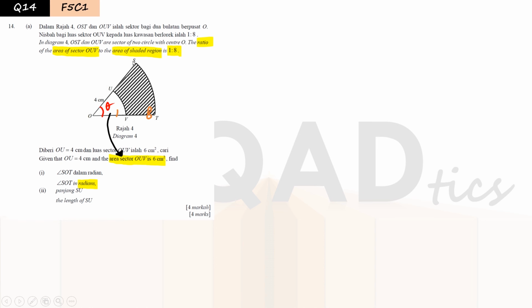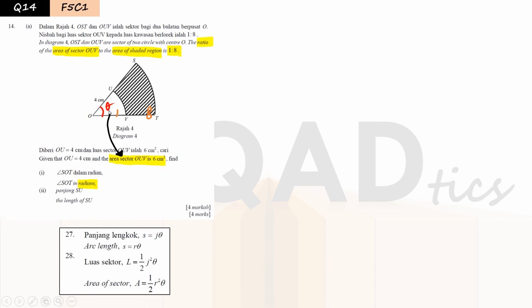So this angle SOT is also actually part of the small sector, right? UOV, right? So SOT and UOV is actually the same, right? And since for this sector, it already gave us the area of sector, and we know that in the formula for the area of sector, there is theta, the angle of the sector, right? So let's pull down the formulas.